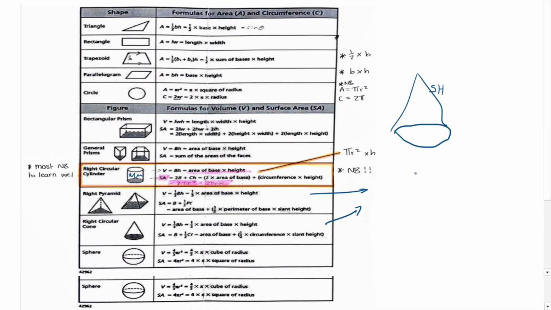Whereas if I'm dealing with volume, then that's typically the height right into the middle of the shape. They call it the perpendicular height. So surface area's got to do with the slant height, the outside height. Volume's got to do with the height in the middle.